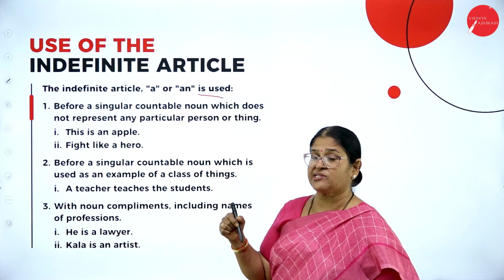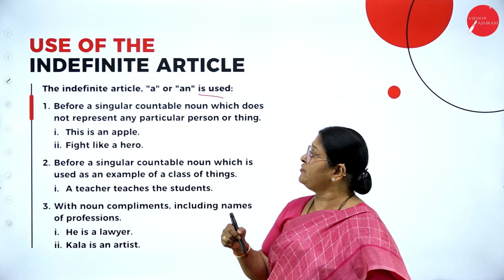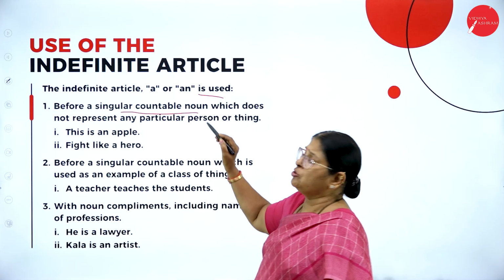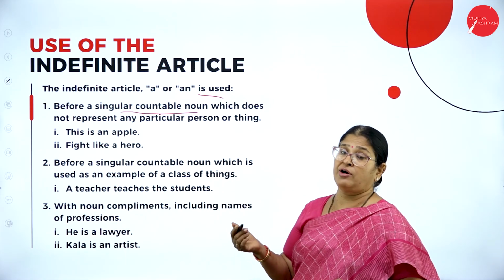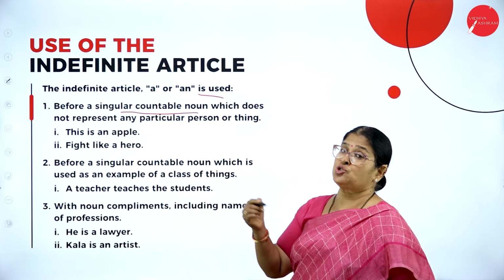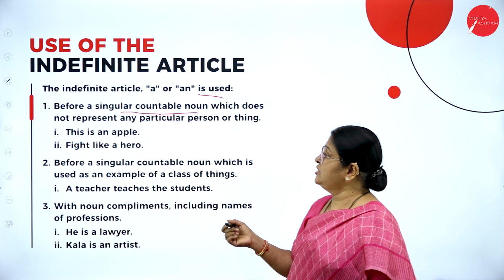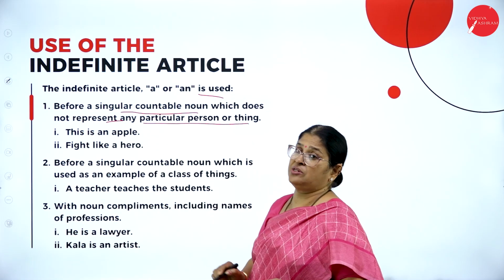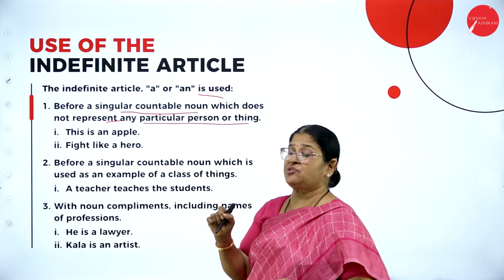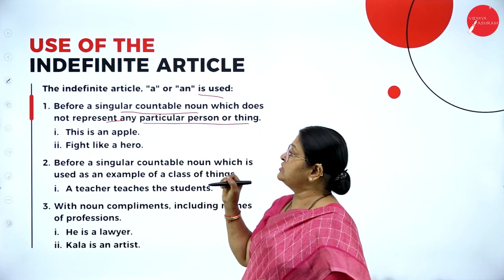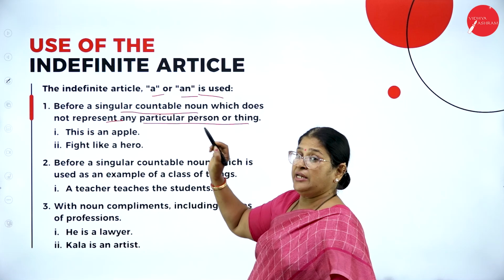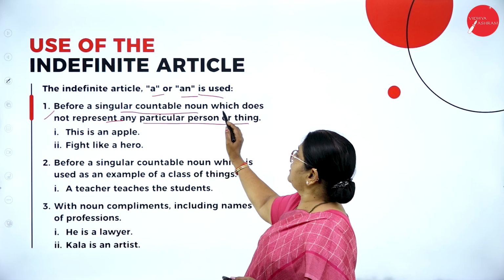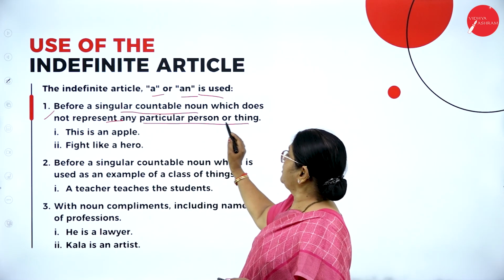Next, the indefinite article a or an is used. So let us understand the situation or the criteria where we use the indefinite article a or an before a singular countable noun expressed in a countable form. So we say cat, cats, student, students, teacher, teachers. The first situation is before a singular countable noun which does not represent any particular person or a thing.